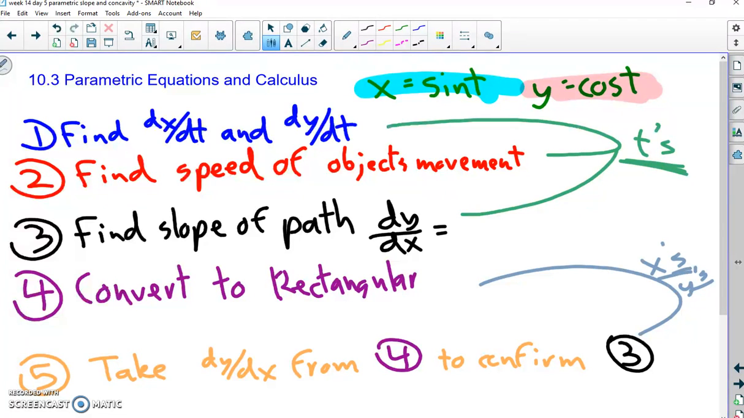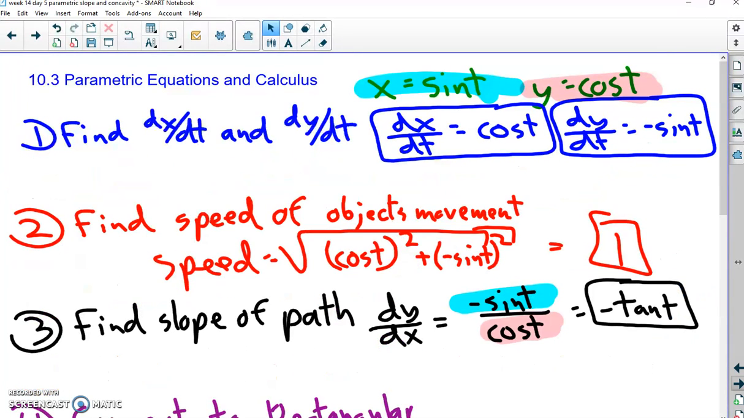Linnea. Right. How do we check? Good. So Linnea's question is, how do I check 3 and 5 then, when 3 is in terms of t and 5's not in terms of t, it's in terms of x's? That's what I'm going to show you on the next page.